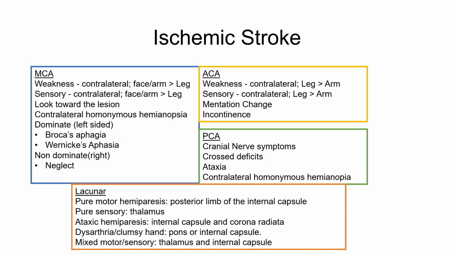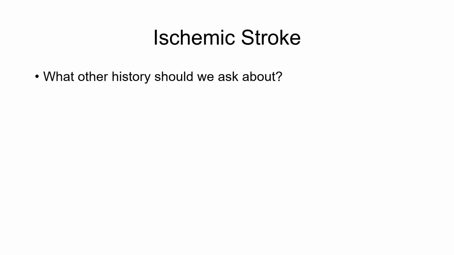You may have pure ataxic features. Dysarthria and clumsy hands may indicate a pons or internal capsule stroke. And then, depending on if it affects both areas, you may have mixed motor and sensory deficits contralateral to the body. So what other history should we ask about on our patient?